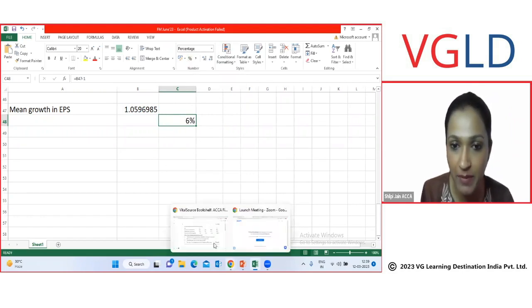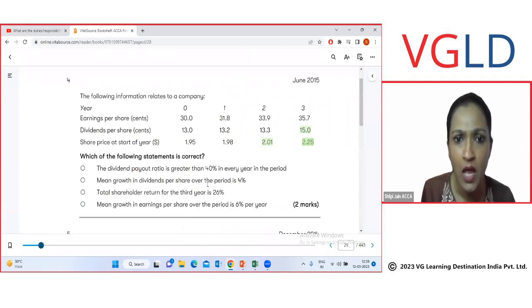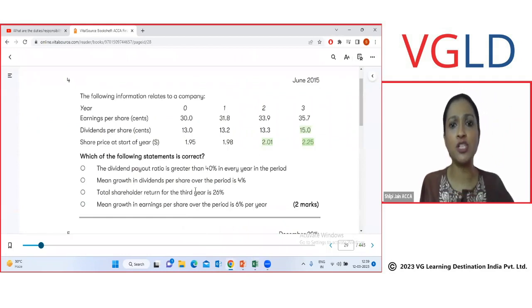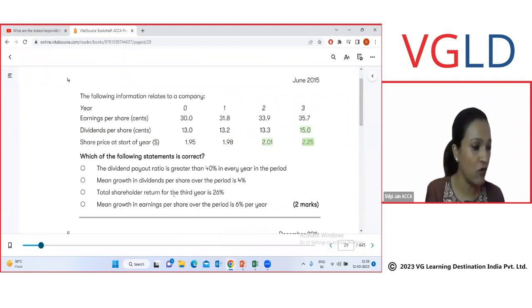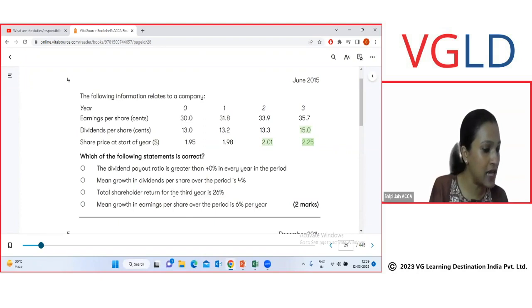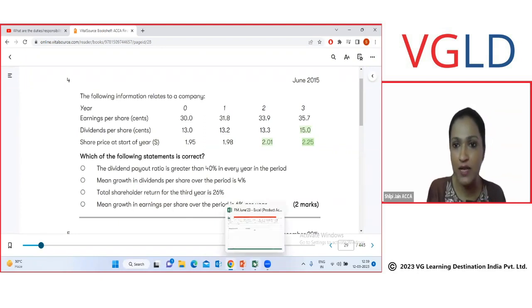What does the statement show? The mean growth in dividends per share over the period is 4%. No, it is actually 6%. So it's obviously wrong. Third statement, I cannot even calculate. What else is there? Mean growth in dividend. Okay, let's calculate dividend as well. It's increased to 15 from 13.